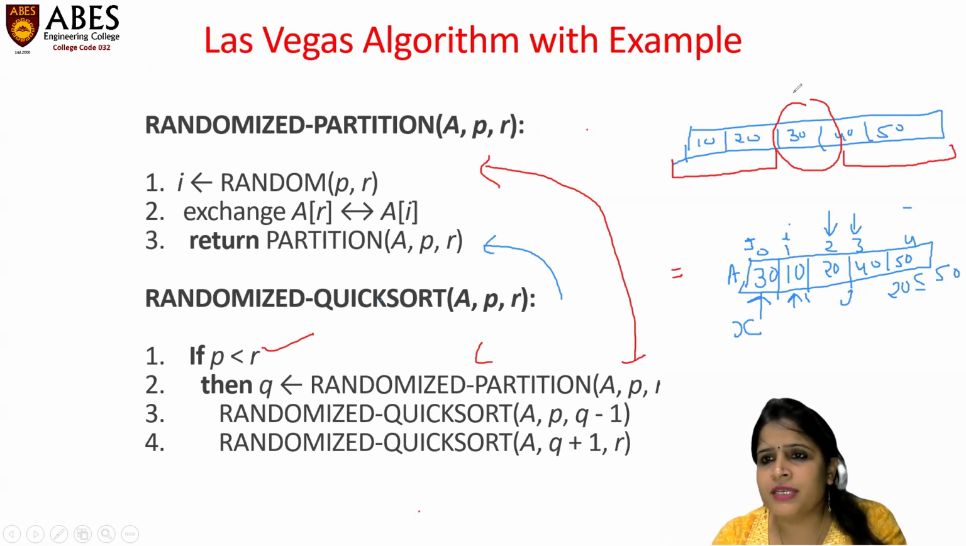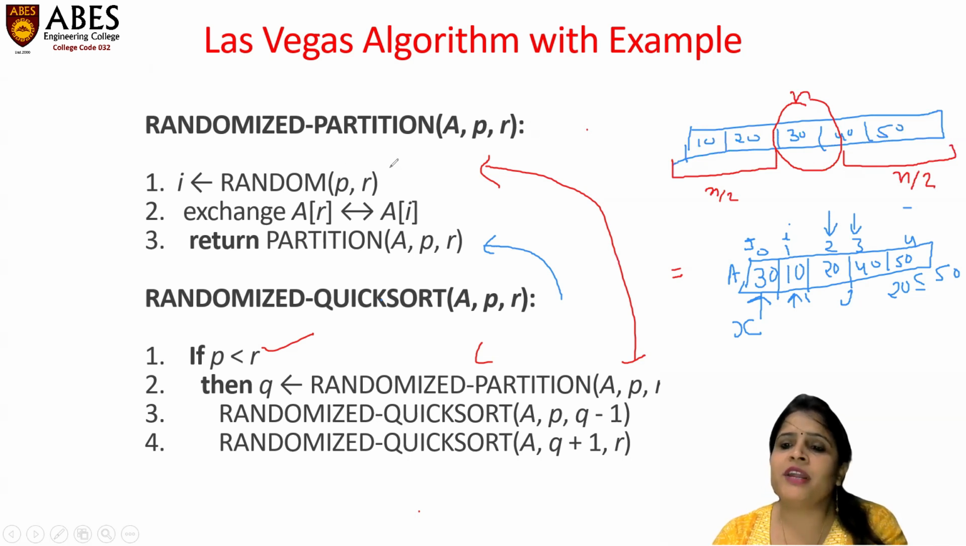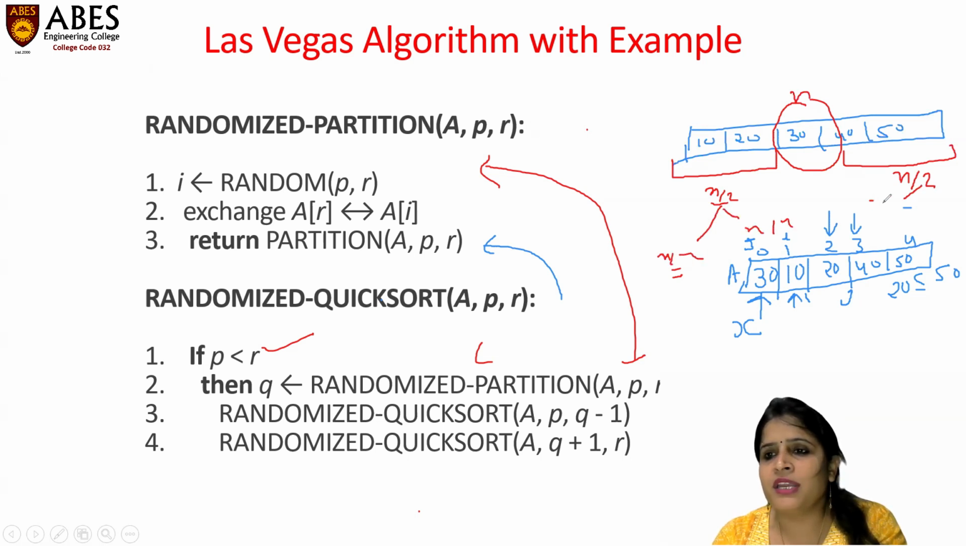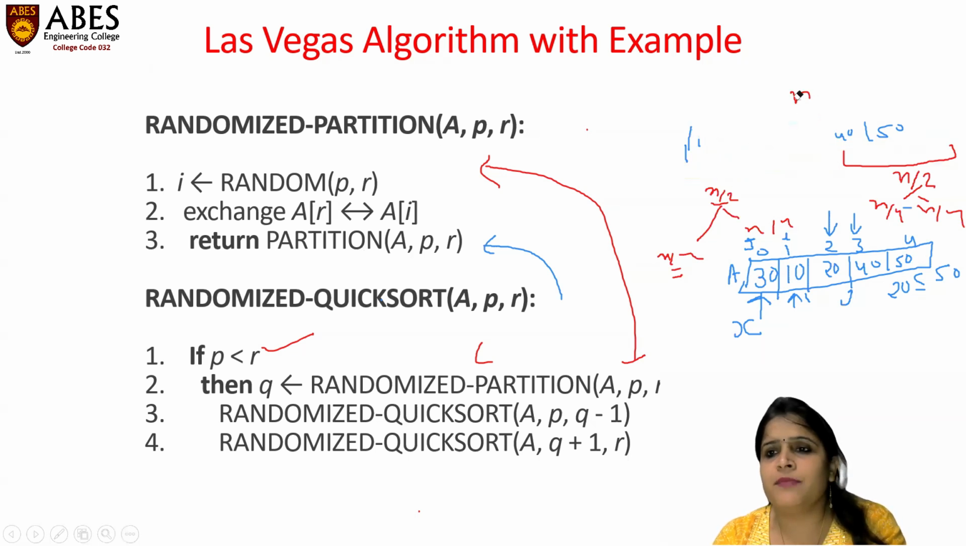So here you can see, if the size of the array is n, it will divide it into n by 2 equal partitions. Generally, when we select the value of I using a random number, the partition function will divide the array into two equal halves. So again, n by 2 is divided into n by 4 and n by 4. So in that case, our time complexity is order of n log n.